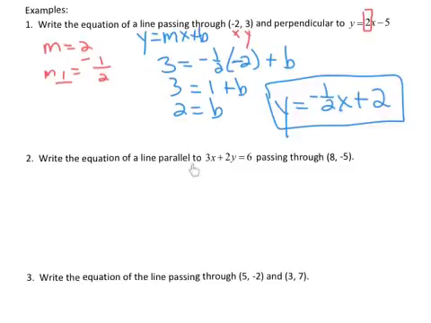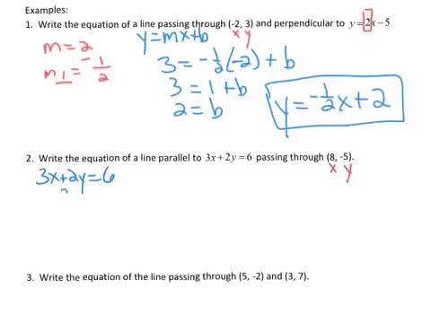Write the equation of a line parallel to 3x plus 2y is equal to 6, passing through 8, negative 5. So again, here's my new x and my new y, but I have to find the slope. I'm going to take the 3x plus 2y, and I'm going to solve for y.